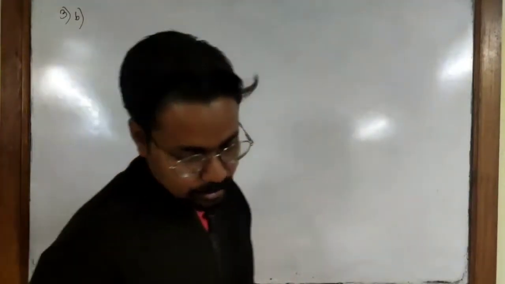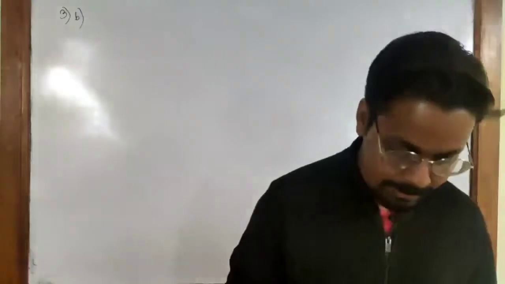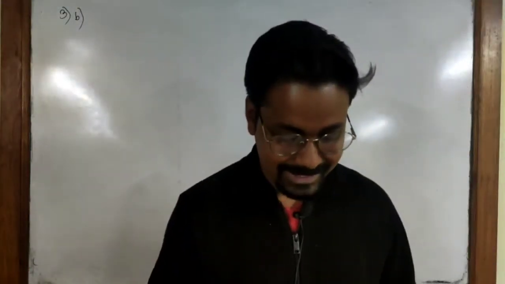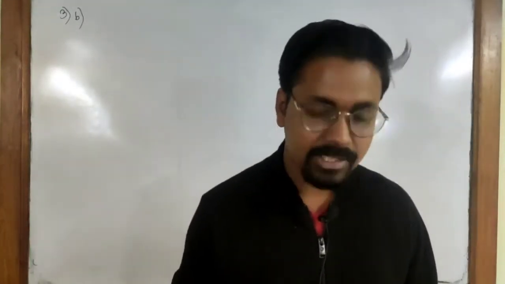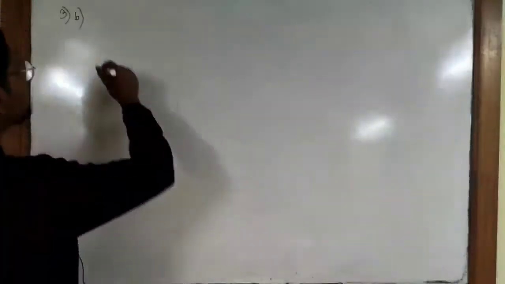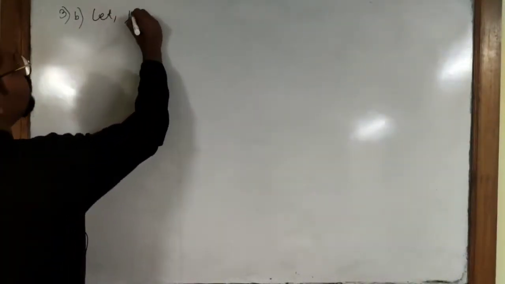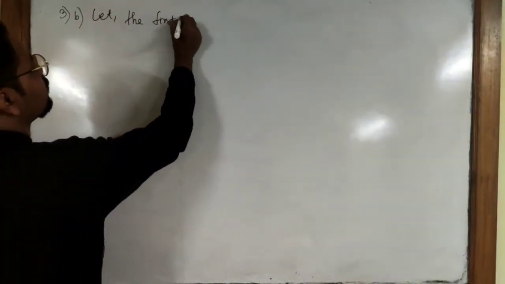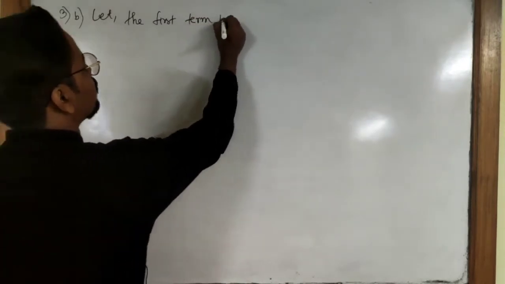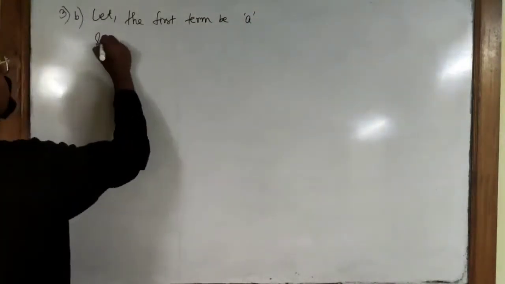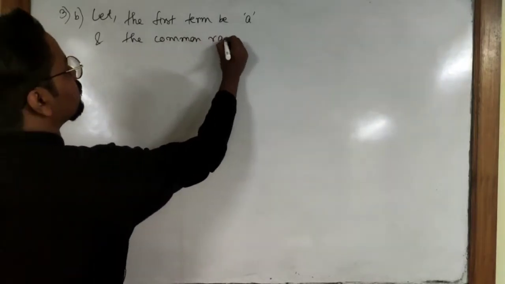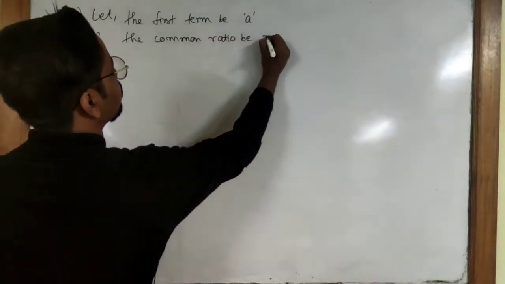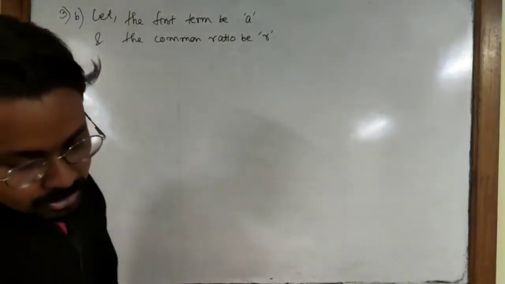So what is the question? The question says that in a GP, the 6th term is 64 and the 13th term is 8192. You have to find the first term and the common ratio. So let us consider, let the first term be a and the common ratio be r. So once we have got these two, let's see what is given.